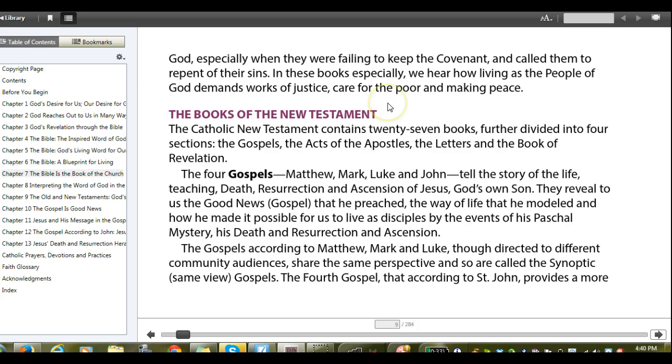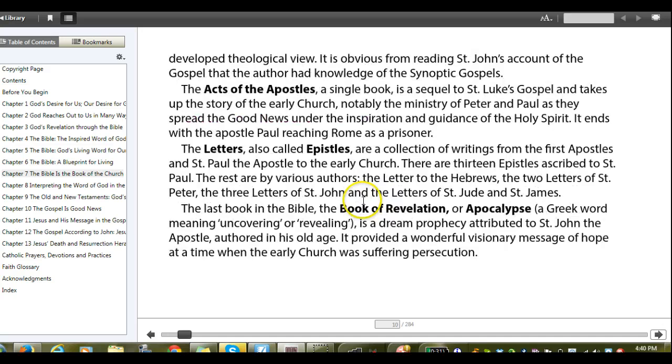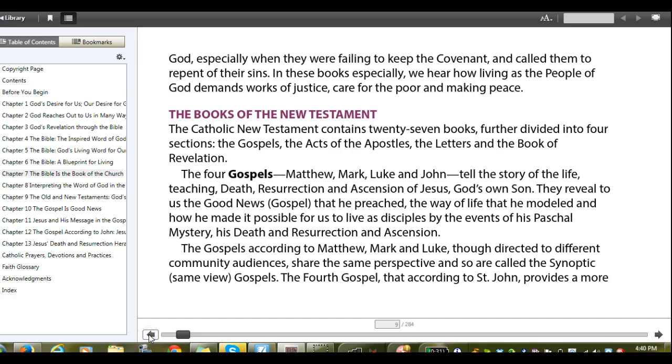Now we move on forward to the New Testament. In the New Testament, we have the Gospels, Acts of the Apostles, the letters, and the book of Revelation. We have Matthew, Mark, Luke, and John. Now, even though Matthew was first, really, Mark is the oldest and was first written. And this tells the story of Jesus from His life, His teachings, death, resurrection, and ascension. And this is the fulfillment of God's promise to Adam and Eve to send a Messiah.